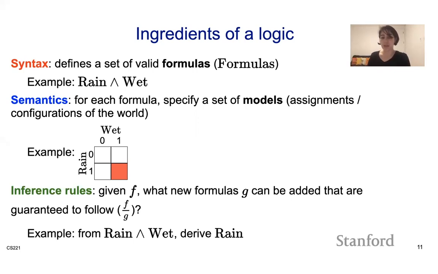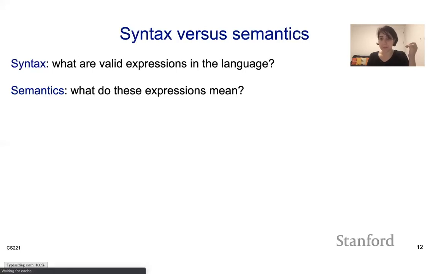So given that we have a formula F, could we infer, could we derive a new formula G? Could we figure out if G is true or not based on F? For example, if you tell me rain and wet as a formula, from that, I can derive rain is also true, right? Because it's got to be rain and wet. So from that, I should be able to derive rain. And that's what we are going to spend quite a bit of time on this week. Like, what are the inference rules that we can play around with, and how do they apply to different types of logic? Okay, so 3 ingredients: syntax, semantics, and inference rules.